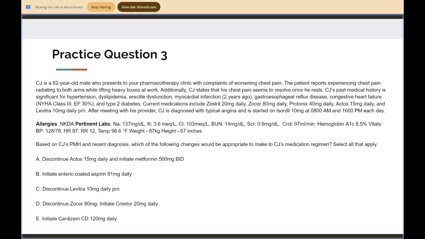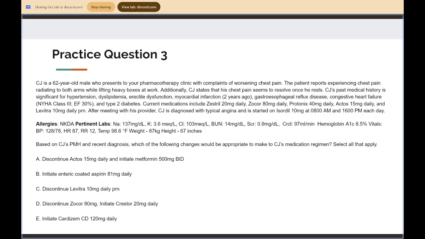A1C is 8.5%. Creatinine clearance 97. Serum creatinine 0.9. BUN 14. Chloride 103. Potassium 3.6. Sodium 137. Vitals are overall stable. Weight is 87 kilograms. Height is 67 inches. Which of the following changes would be appropriate to make to CJ's medication regimen?